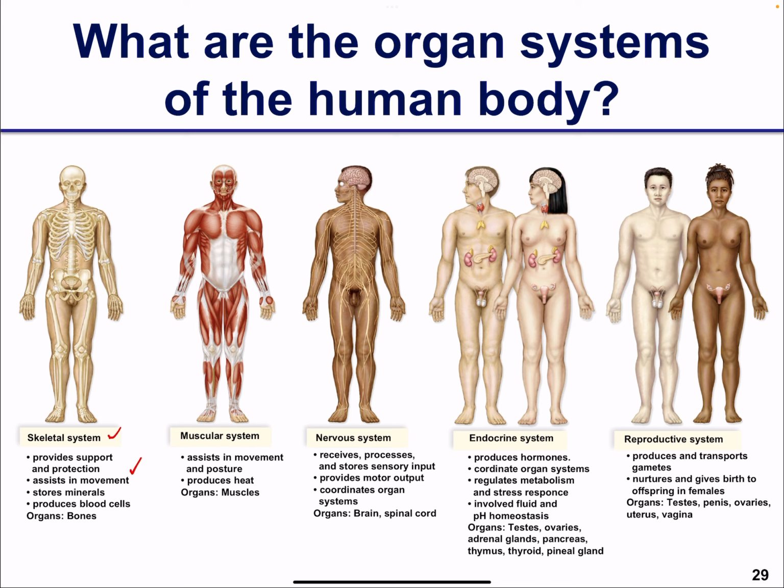Assist in movement. It's going to be the area for storing salts, including calcium and phosphate and magnesium and many other salts, right? It's going to also be the place where blood cells are going to originate, right? Example of organs are the bones.